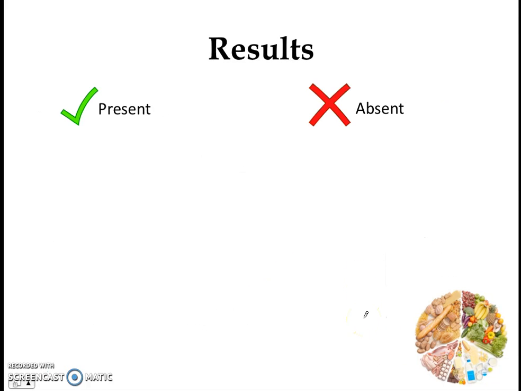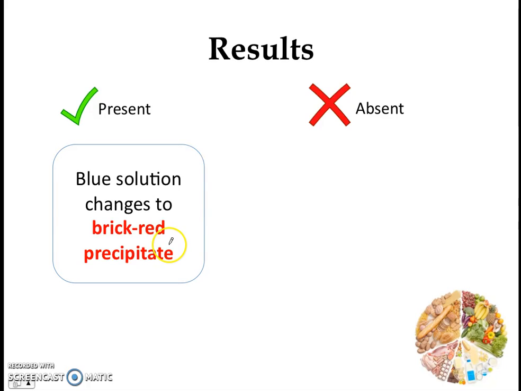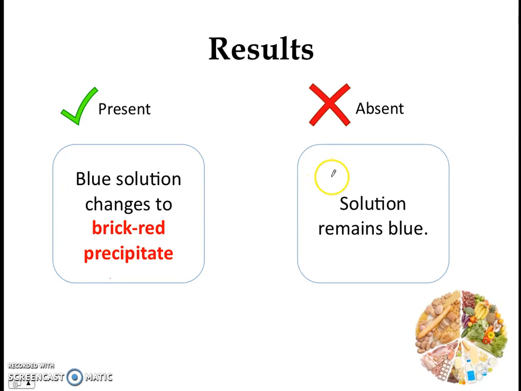If reducing sugars are present, you'll note that the blue color solution, okay, the Benedict's solution is blue initially, will change to a brick red precipitate. Alright, this word precipitate, you will need to know how to spell it well. If reducing sugars are not present, as in absent, then the solution remains blue. Okay, that's quite simple.